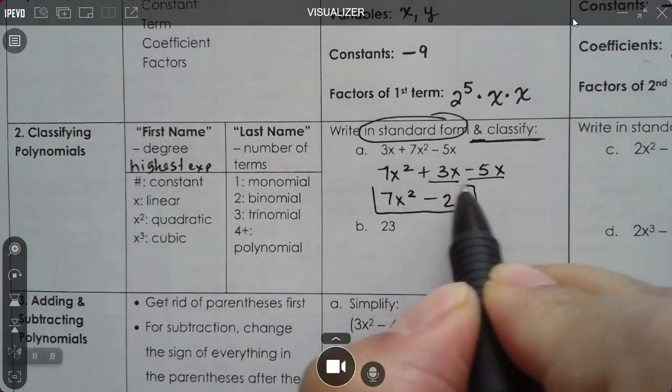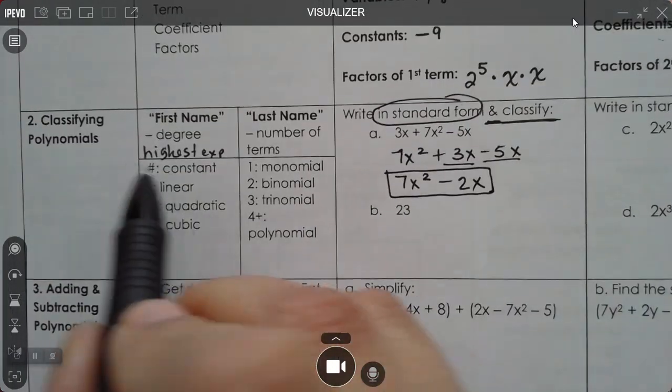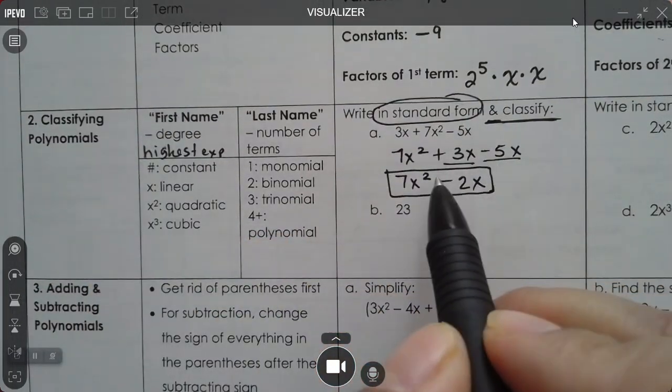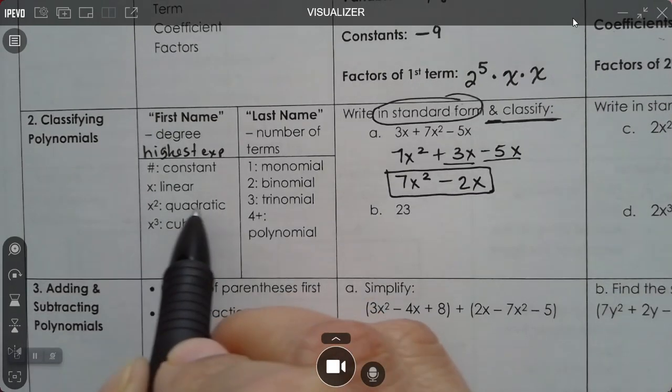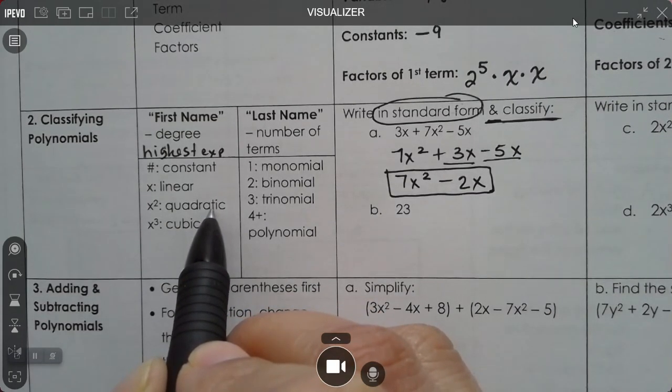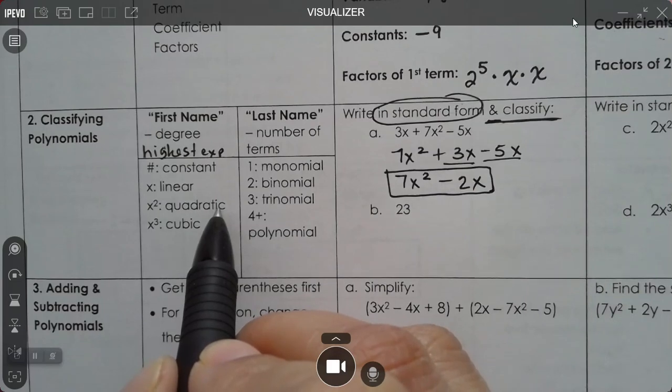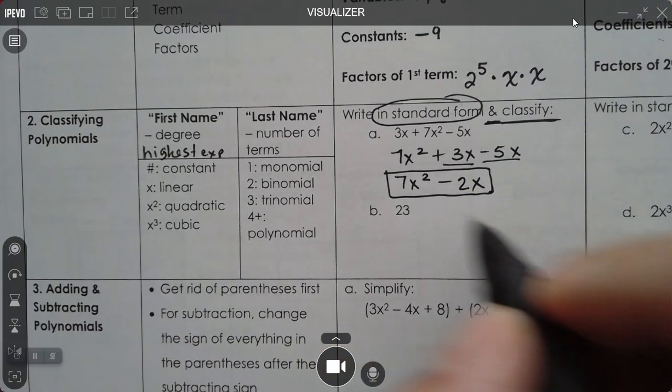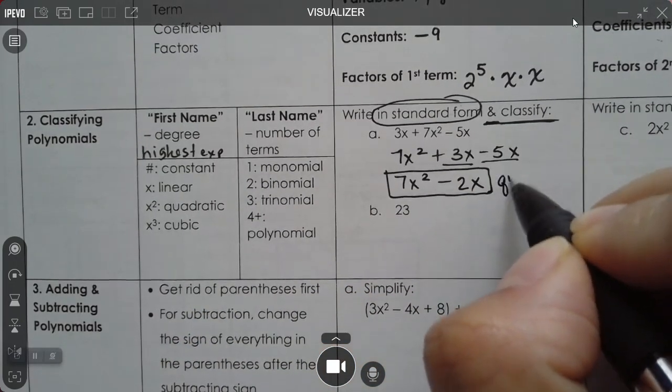All right, so we need to name this, or classify it. The highest degree is exponent 2. Exponent 2 is called quadratic. And how many terms do we have? 2. So it'd be a binomial. So it would be a quadratic binomial.